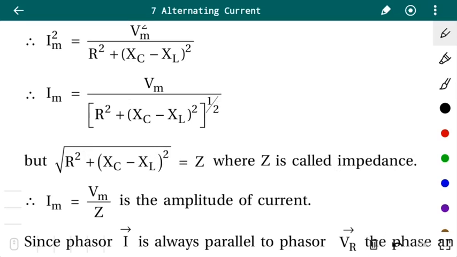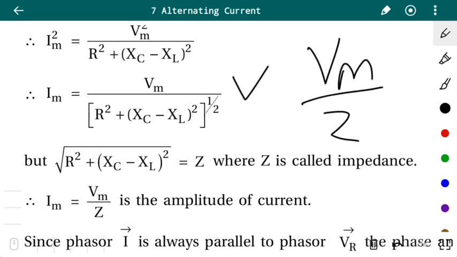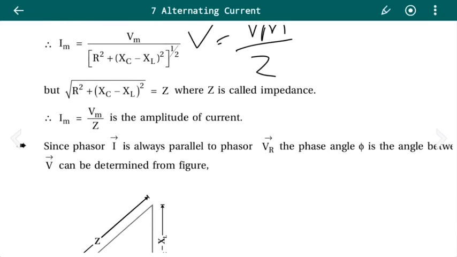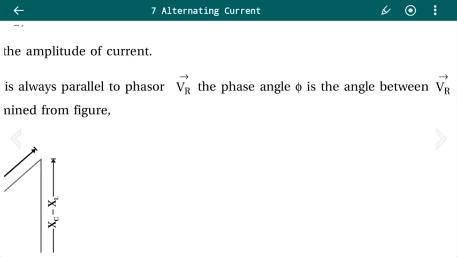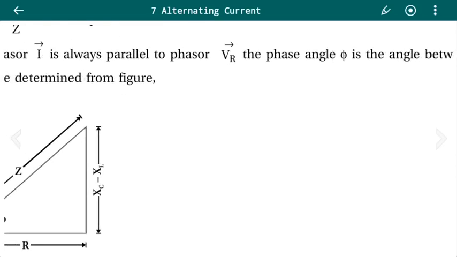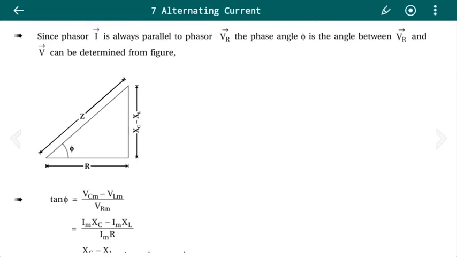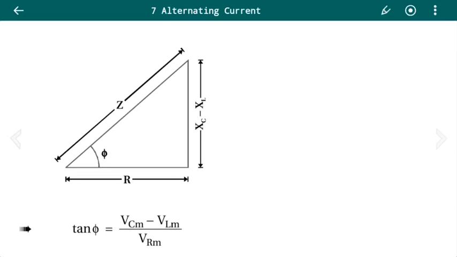So giving that term as Vm by Z, where Z is called the impedance, the combined effect of resistance and reactance. So the equation can be written as Im equals Vm upon Z. Im is the maximum current, so you can consider that as the amplitude of the current. Since phasor I is always parallel to the phasor Vr, the phase angle phi, the angle between Vr and V, can be determined from the figure. So you can see over here.